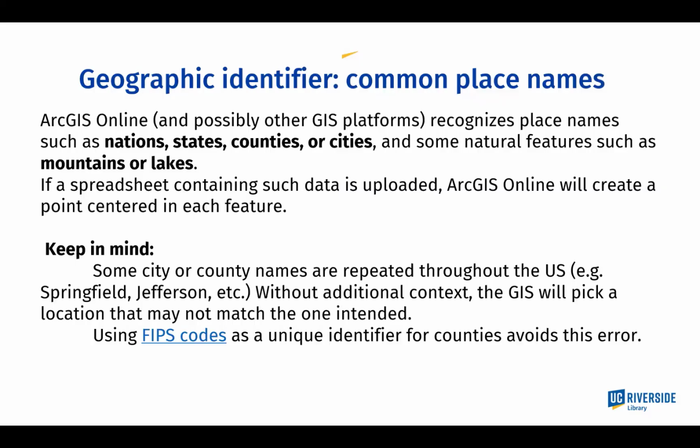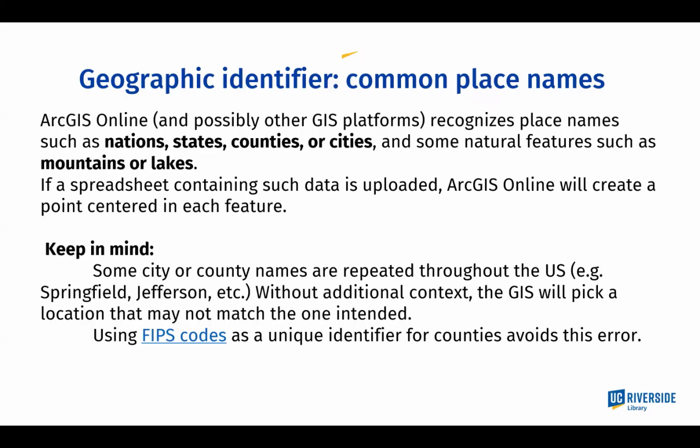So if it's like San Bernardino County, it will generate a point that sits in the middle of San Bernardino County on the map. Something to keep in mind that gets a little tricky here is that some city or county names are repeated throughout the United States. Like there are, I don't know how many, cities with the name of Springfield or Jefferson County or that kind of thing. And without any additional context, the GIS will pick a location that's called that, but it may not be the one that you've intended.